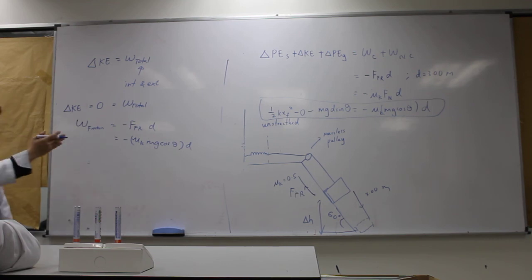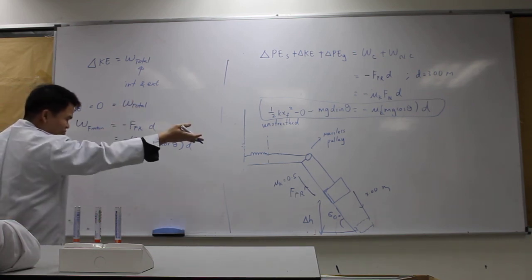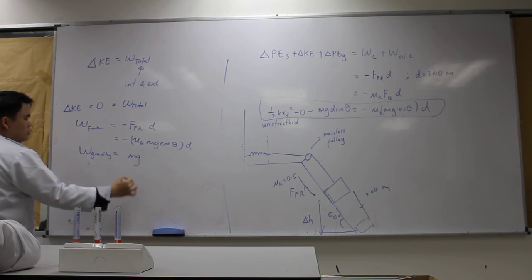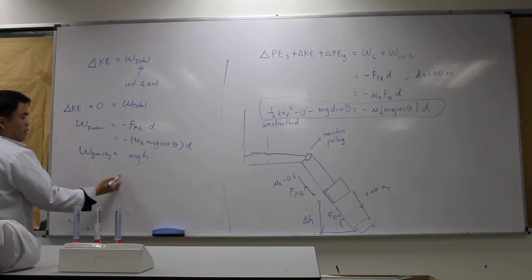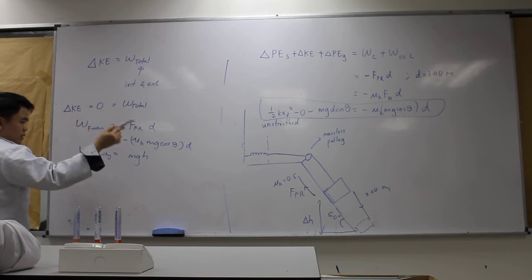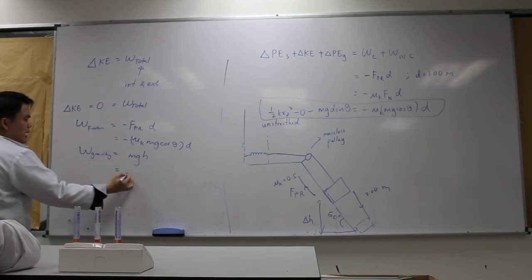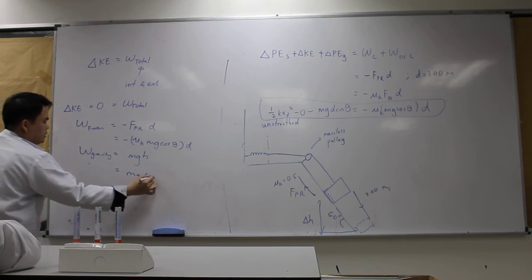Second one, the work done by gravity. So work gravity is m g h. For this case, the object is sliding down and m g is also going down, so it's positive, which is m g d sine theta.